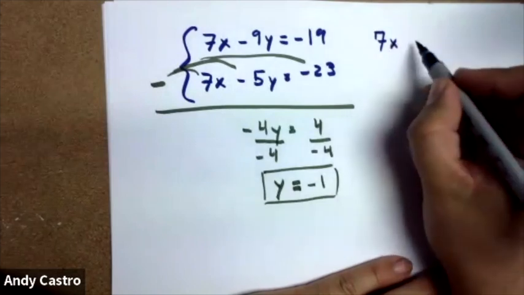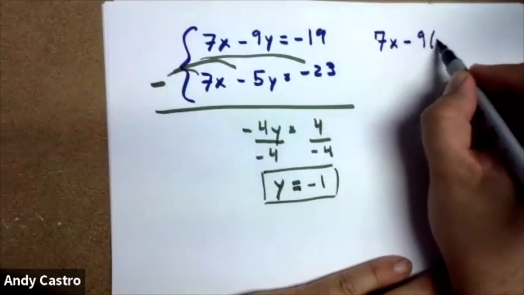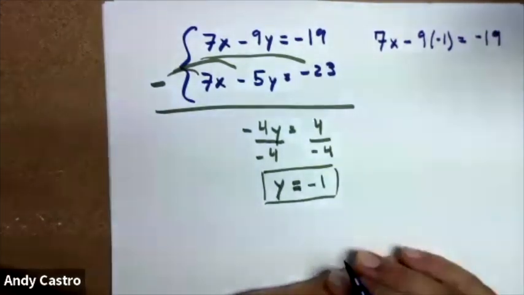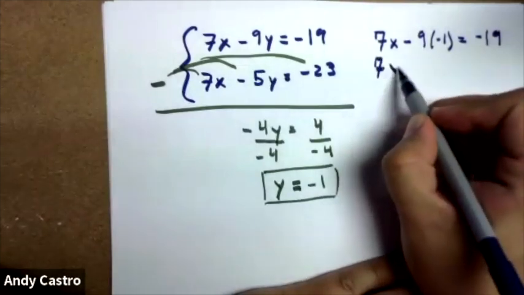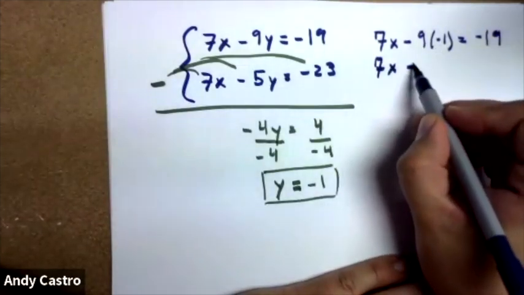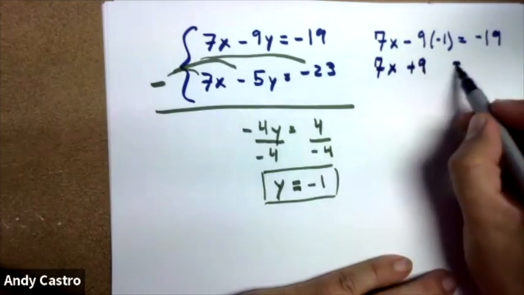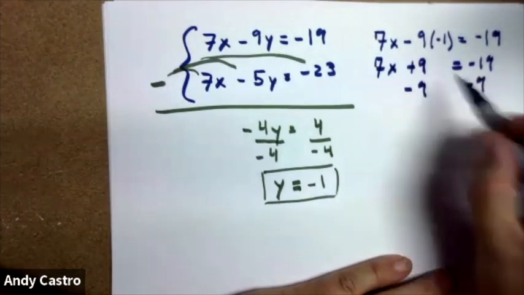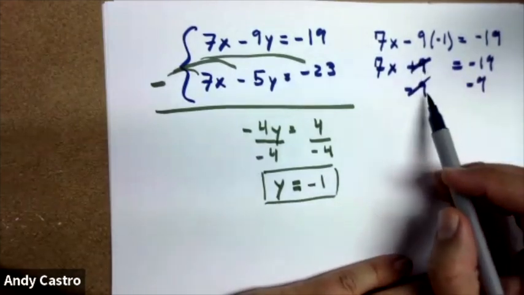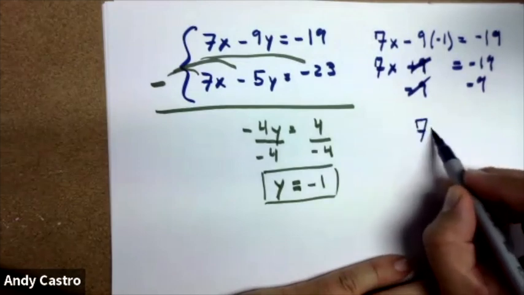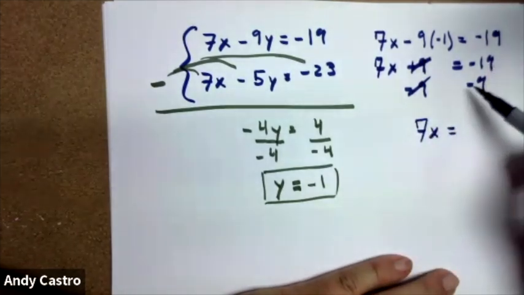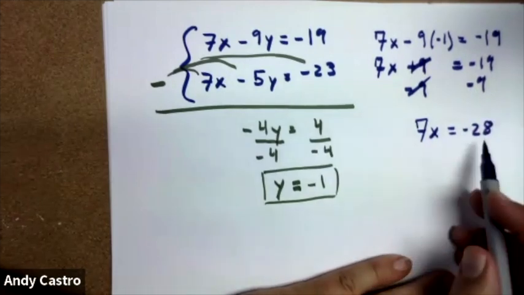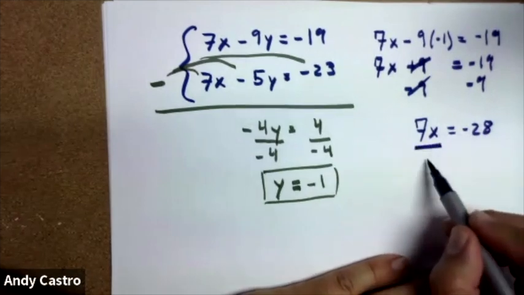7 times x minus 9 times negative 1 is equal to negative 19. All right, 7x. Negative 9 times negative 1 is positive 9. Subtract 9 from both sides. Positive 9 and negative 9 are 0. We're left with 7x. Negative 19 minus 9 gives me a negative 28. So now I have 7x is equal to negative 28.